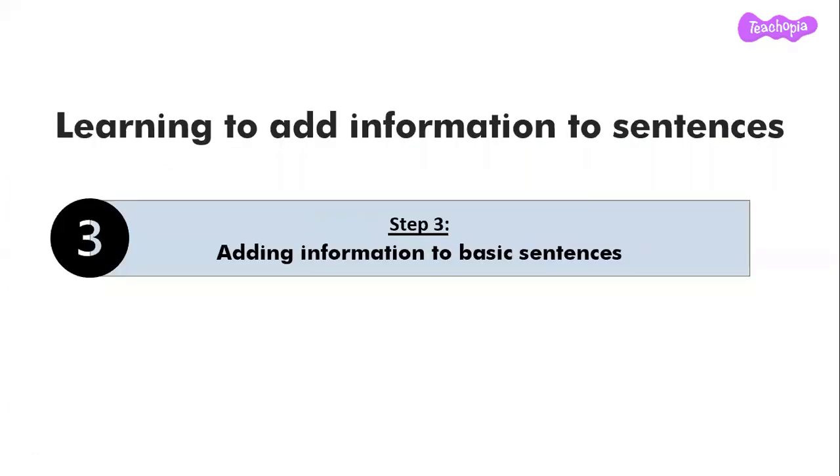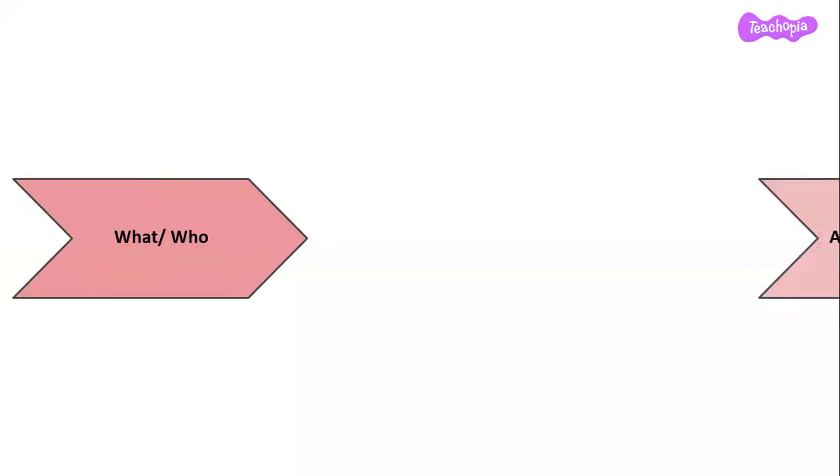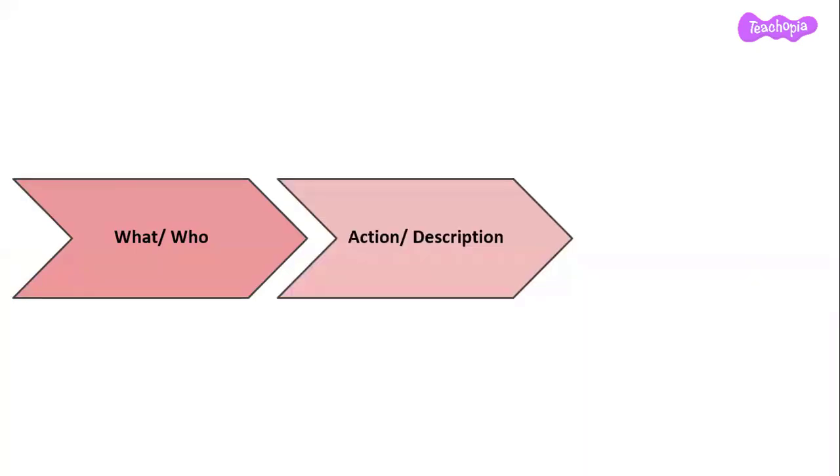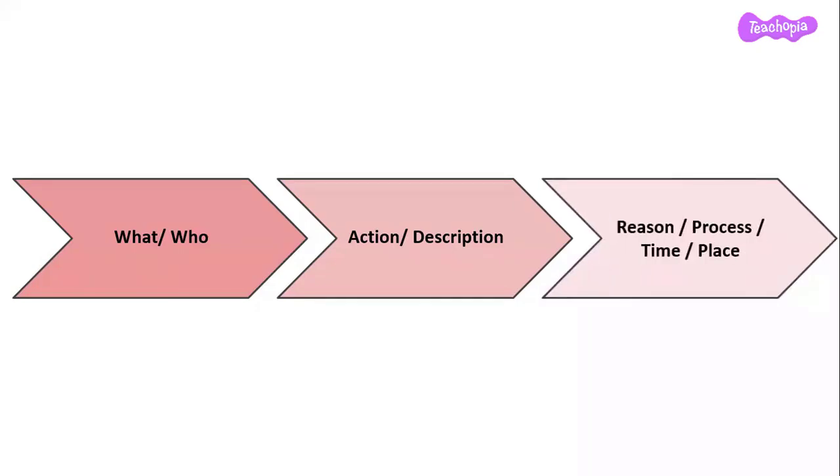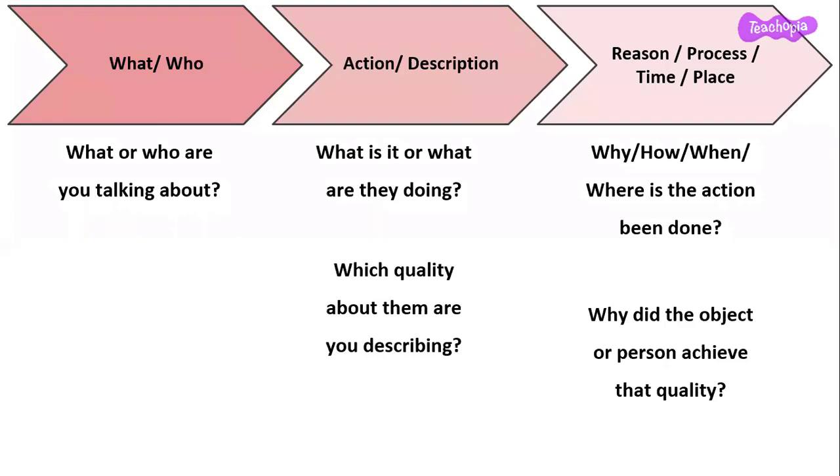Now let us come to the final step, that is step 3. We have learned how to construct a basic sentence and use vocabulary in our basic sentences. But what if I want to add information to my basic sentence? Let's listen carefully. So we remember we have the first block, that is what or who. And in the second block, we add an action or a description. Now, let me introduce to you a third block where you can add information regarding a reason, a process, a time, or a place. So, under the first block, we talk about who or what we are talking about. In the second block, we are talking about what they are doing or what quality about them we are describing.